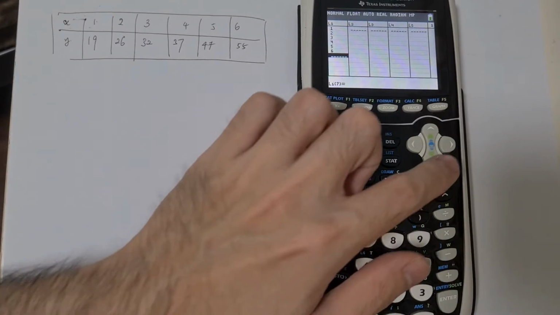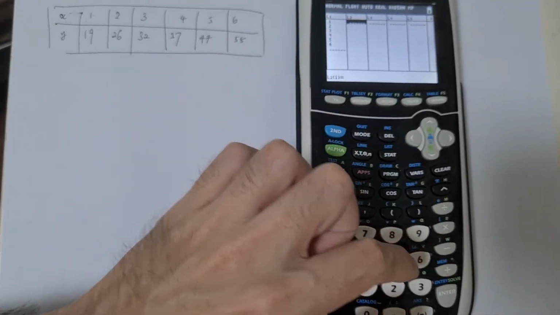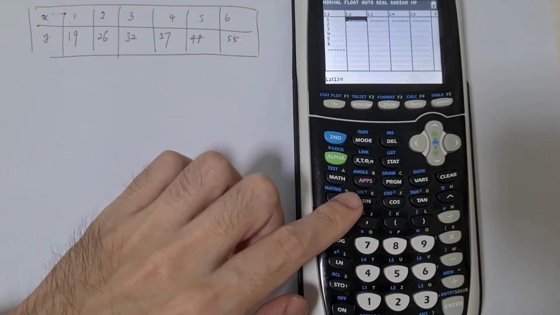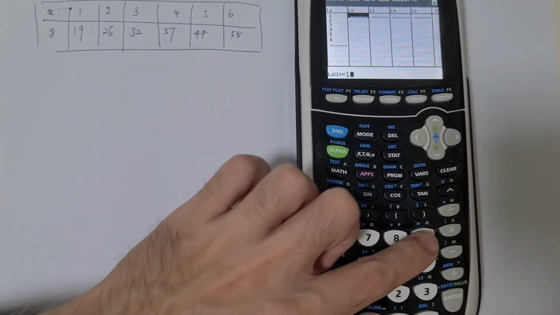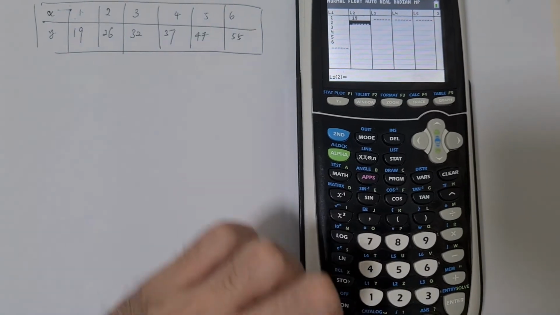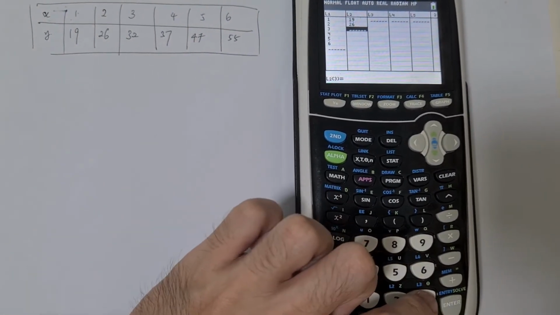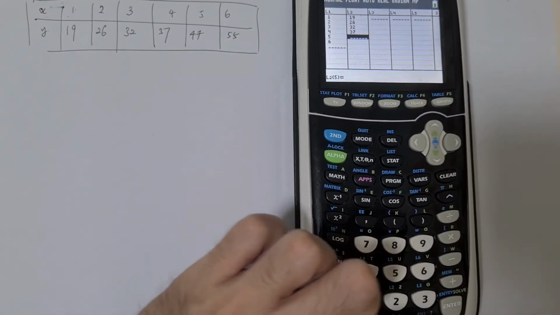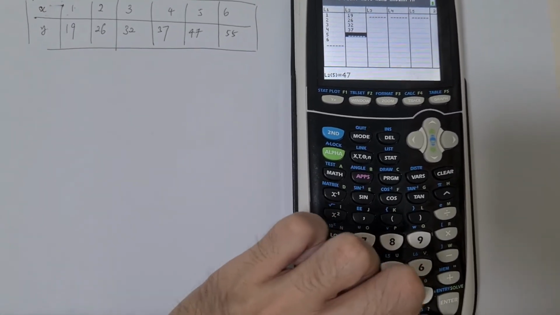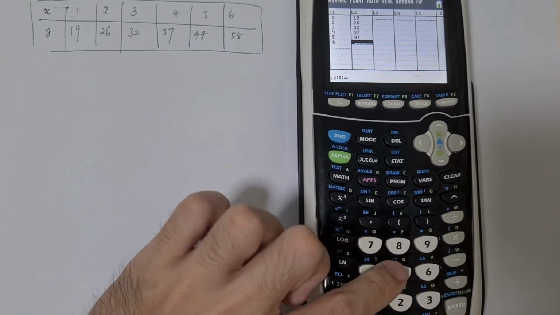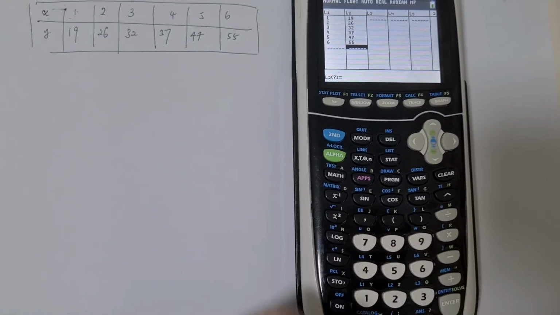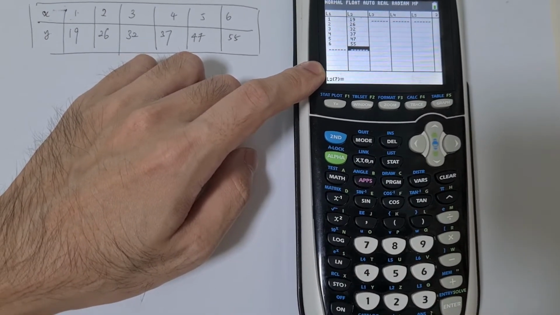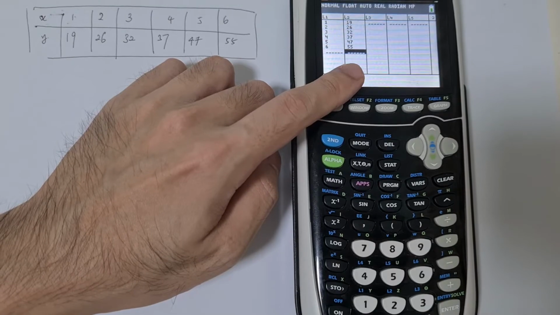And same thing, we are going to key in the values of Y, but this time round in the L2 column. So we key in 19, and then we key in 26, 32, 37, 47, and last but not least, we have 55. So now we have keyed in the values of X, which is under the L1 column, and the values of Y, which is the L2 column.